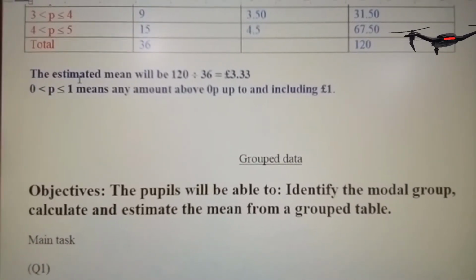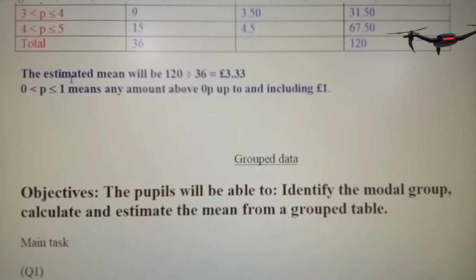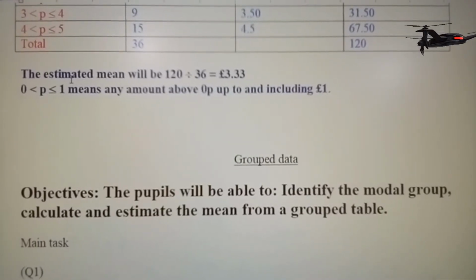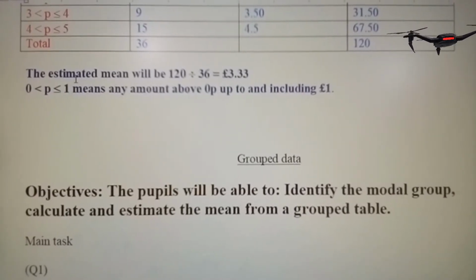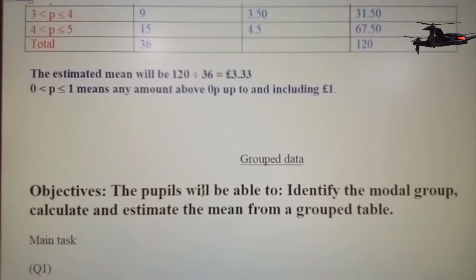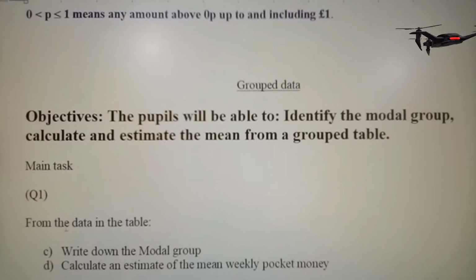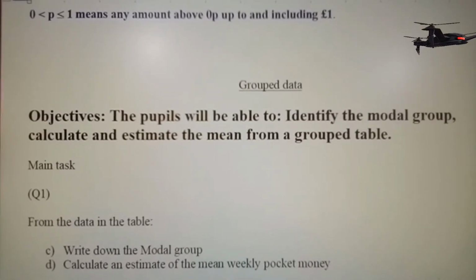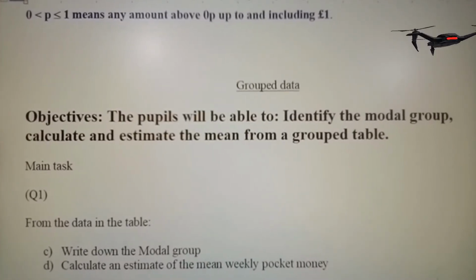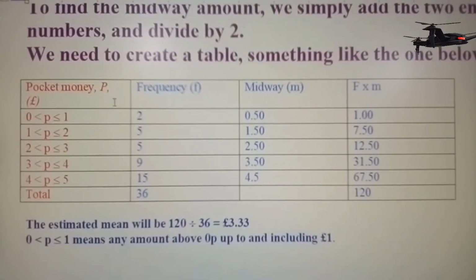Now, objective: the pupil will be able to identify the modal group, and calculate an estimate of the mean from a grouped table. So what I've done here is give you a different table so you can do this for yourselves. The main task here is in reference to question 1. From the data in the table, write down the modal group and calculate an estimate of the mean weekly pocket money. Here I've changed the pocket money to X, and frequency. If you go back a bit, you will see that we called our pocket money P.